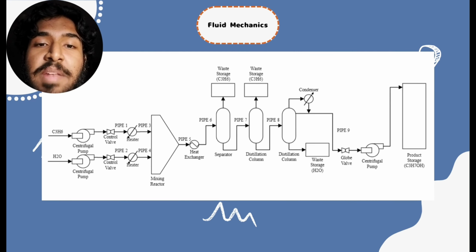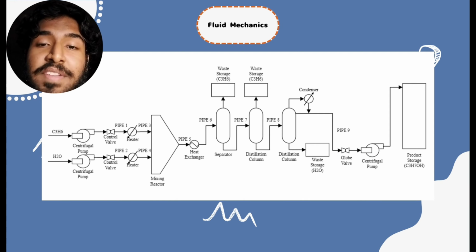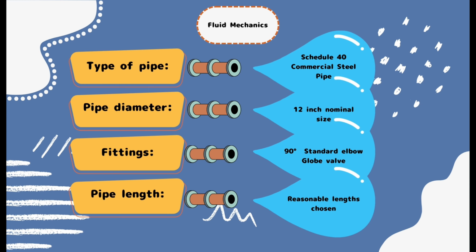Managing flow rates, pressure, and mixing is vital for scaling up production smoothly. Fluid mechanics also contributes to safety by preventing turbulence and cavitation. Overall, it optimizes efficiency, consistency, and safety in the manufacturing process. These are some of the important details regarding this project.